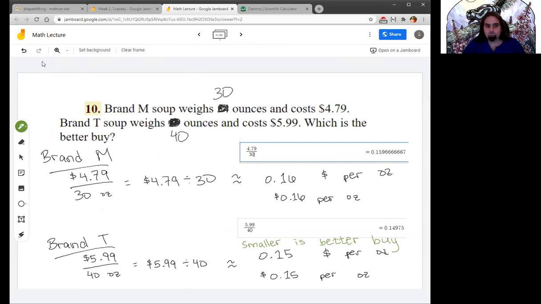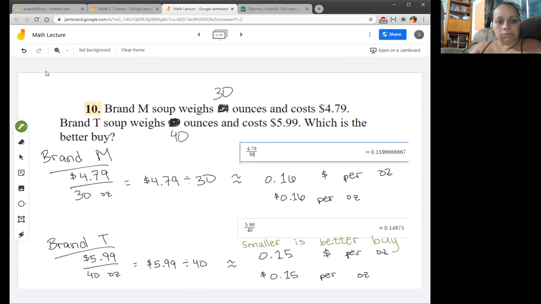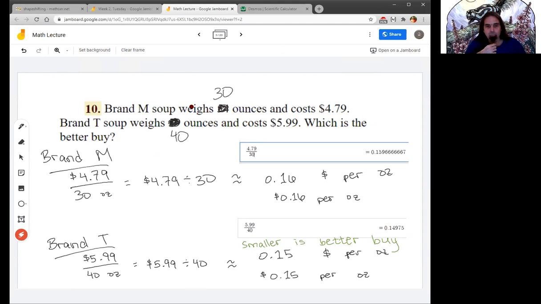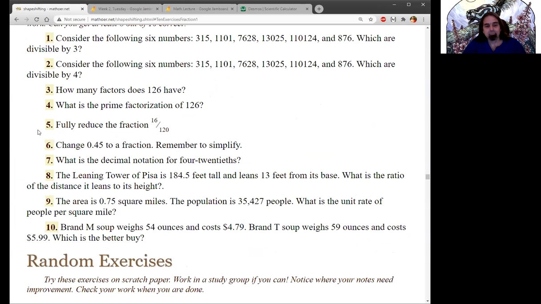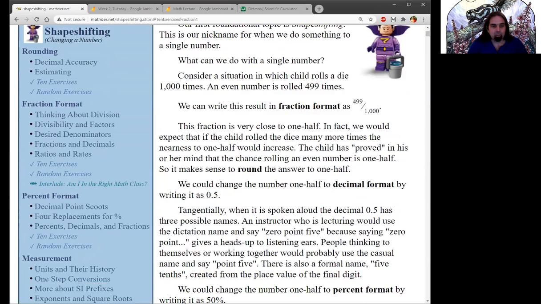Questions about either of those? Okay, so do it again, but with different numbers where the 30 and the 40 are. Use the real numbers and you'll get it. Okay, anything else here?